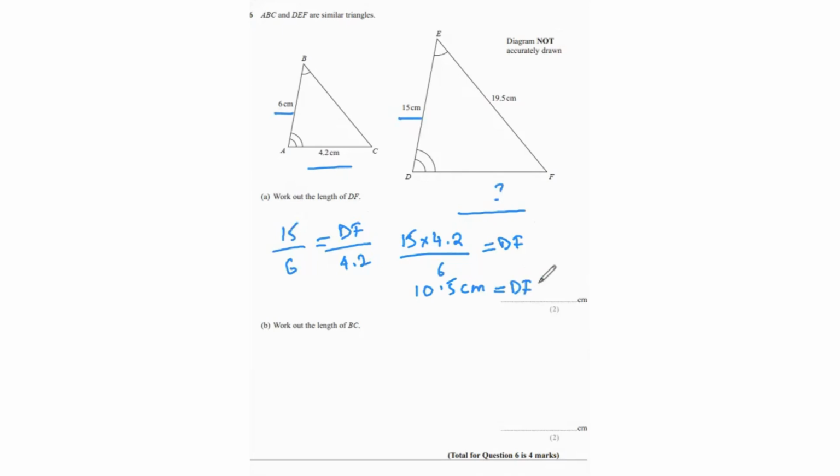Work out the length of BC. So this is BC and this is similar to that. So 15 over 6 equals 19.5 divided by BC. So BC is 19.5 times 6 over 15, which is going to give us 7.8 centimeters. That's your answer.